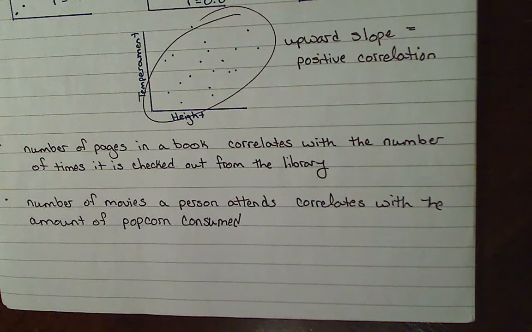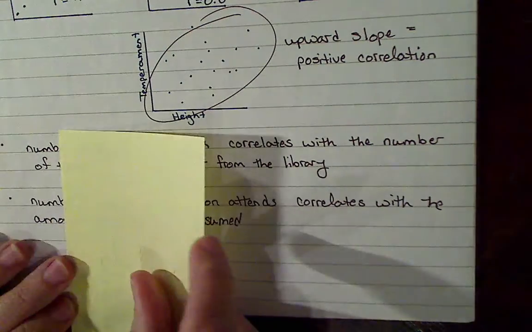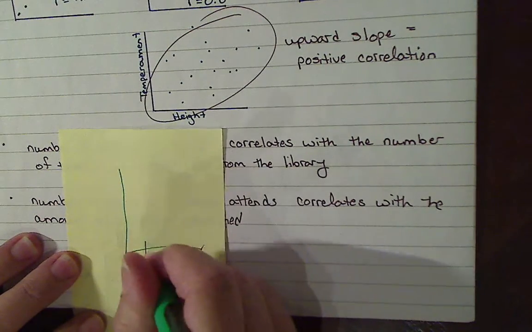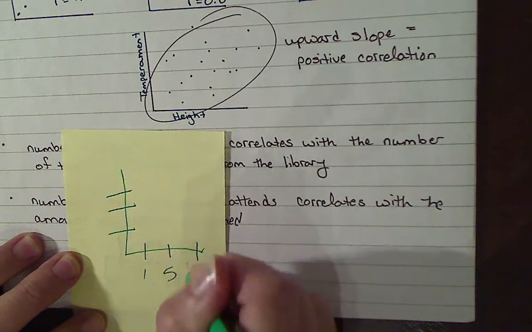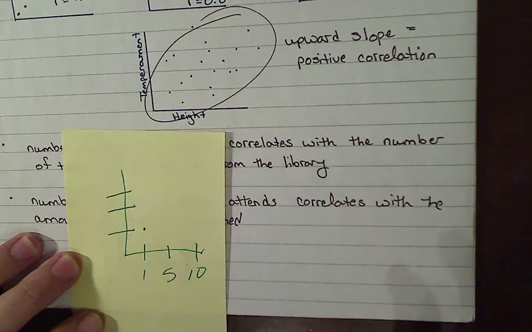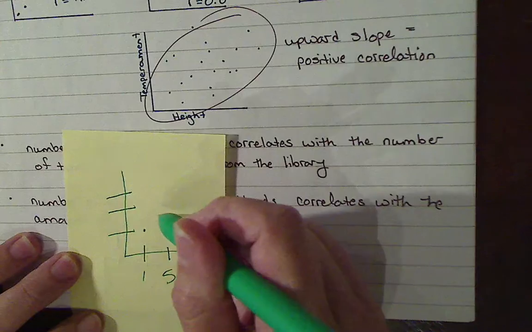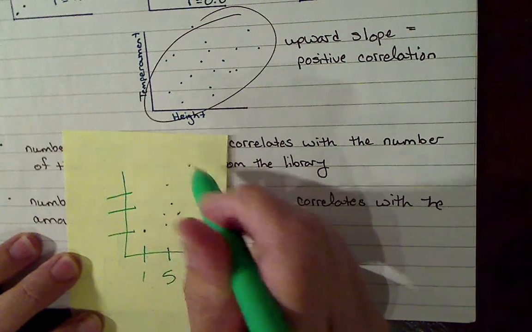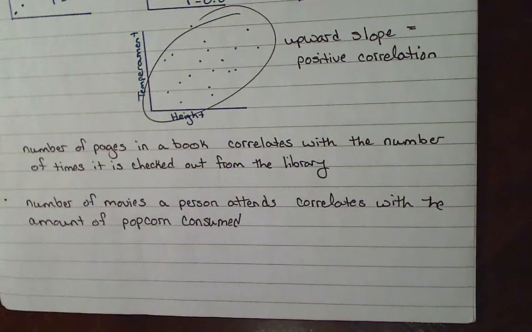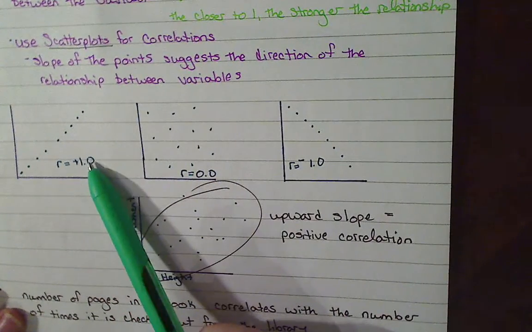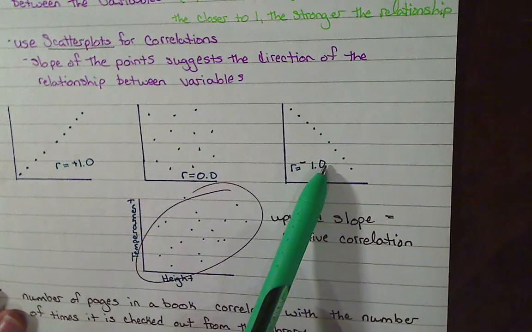And then the number of movies a person attends correlates with the amount of popcorn consumed. If we do this again, with our movies and amount of popcorn, if you just go to one movie a month, you're probably only going to buy one thing of popcorn. But the more movies you go to, the amount of popcorn is going to go up. Since the dots tend to track that way, it's a positive correlation. Keep that in mind. But really, you just need to know that close to a 1 or a -1 is a super, super strong correlation. 1 is your number to know.